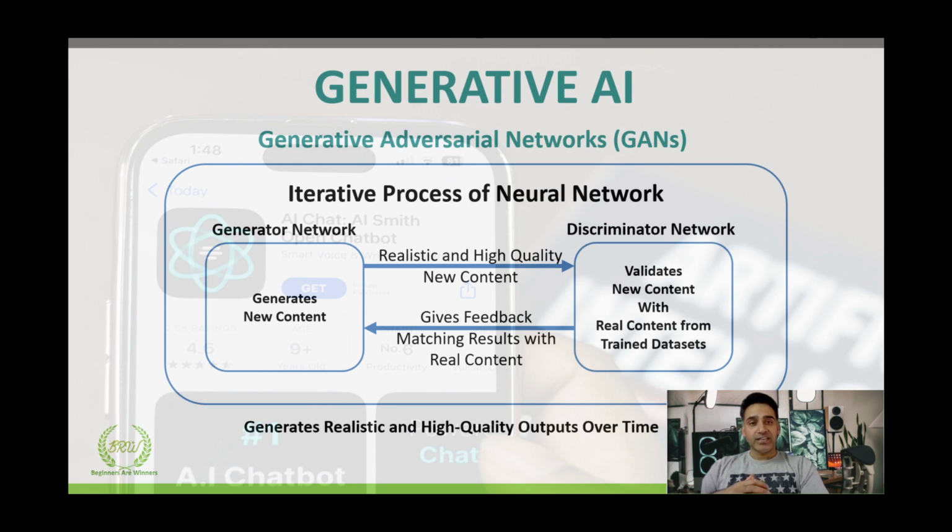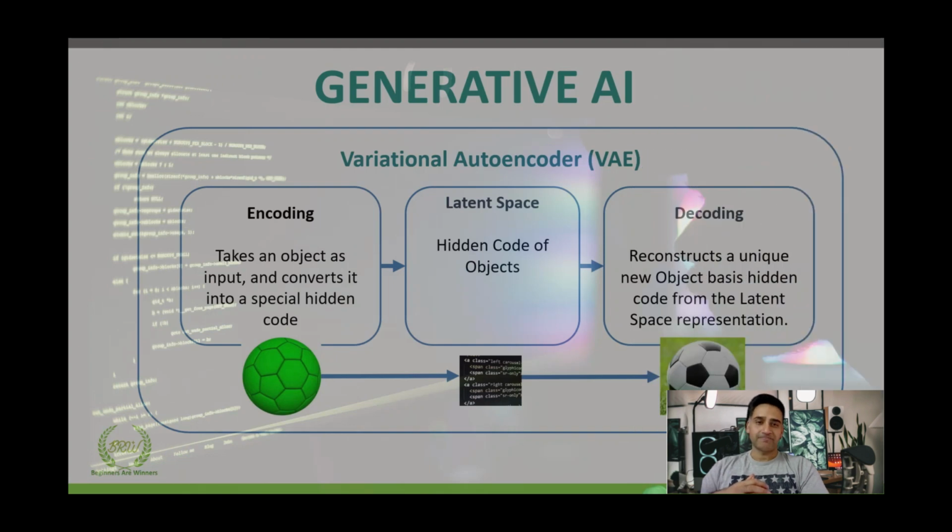Now let's move on to the other method, which is the variational autoencoder. So VAE, which is short for variational autoencoder, is a type of autoencoder neural network that aims to learn a probabilistic mapping of data into a latent space, and it has the ability to reconstruct very similar new data from the latent representation.